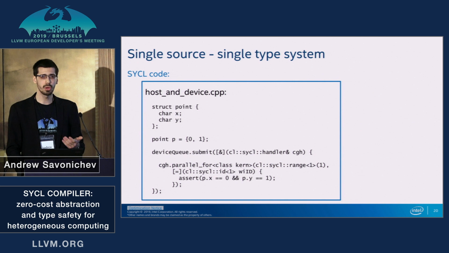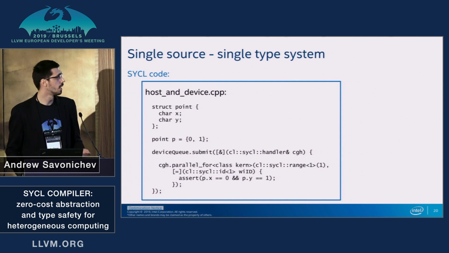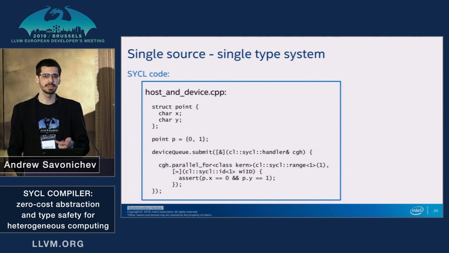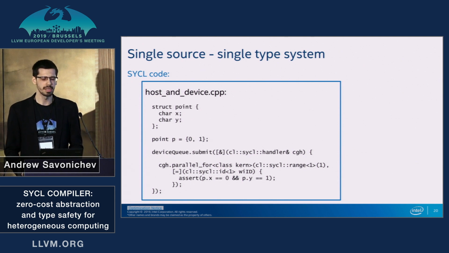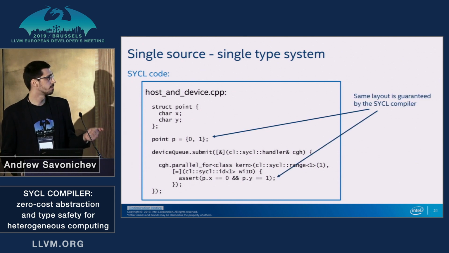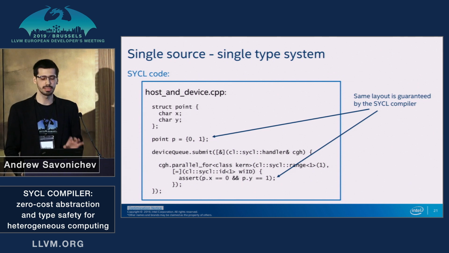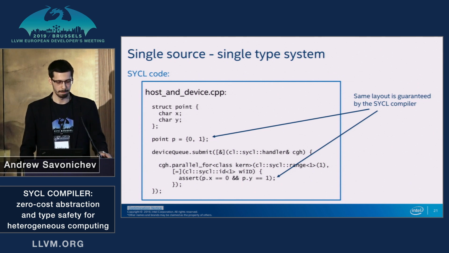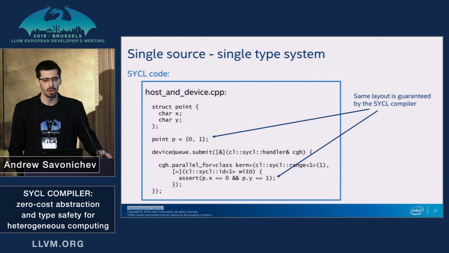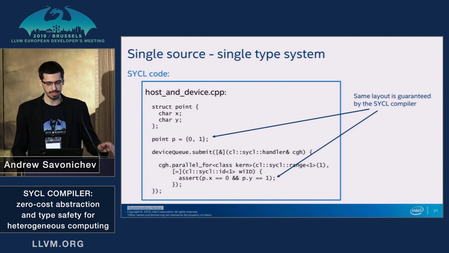We have a single code with a single source model. We have a single type declaration, and we have a compiler that is aware that there is a host and a device. So the compilers are implemented in a way that they produce a compatible layout for user-defined structs. So this example just works. The compiler ensures that the layout is the same, so you can use your type system from a host on a device, and so you actually have a single type system.